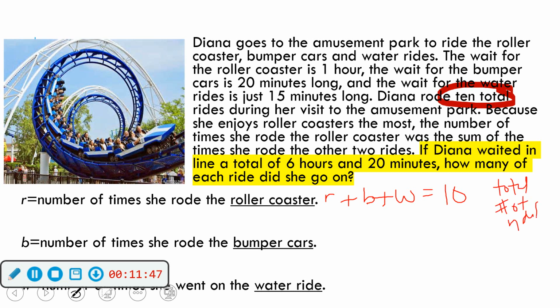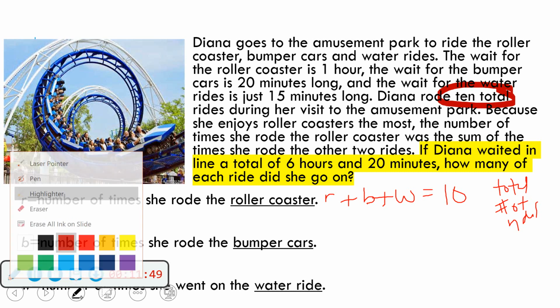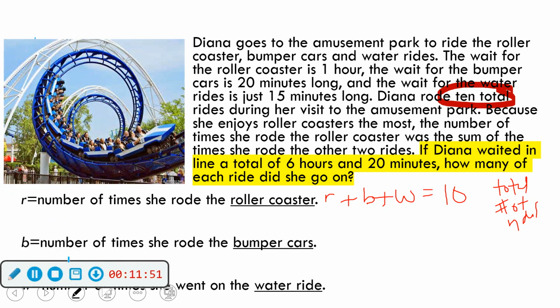The second thing I'm able to pull out of this problem is discussing, well, how long? How long is it for each ride? So I can see here's your roller coaster, here's your bumper car, and there is the water ride. Okay, so I have that down, and it says those combined, she was in line for a total of 6 hours and 20 minutes.